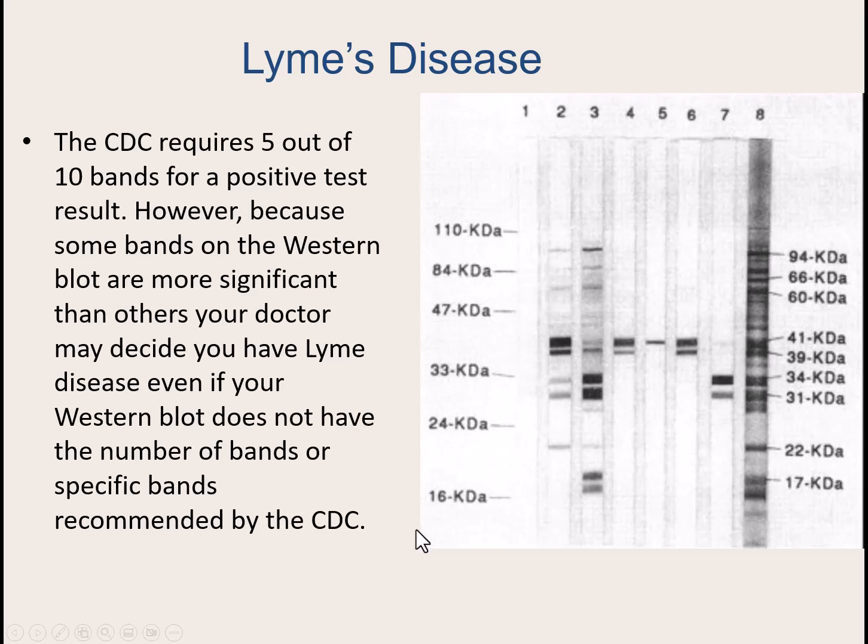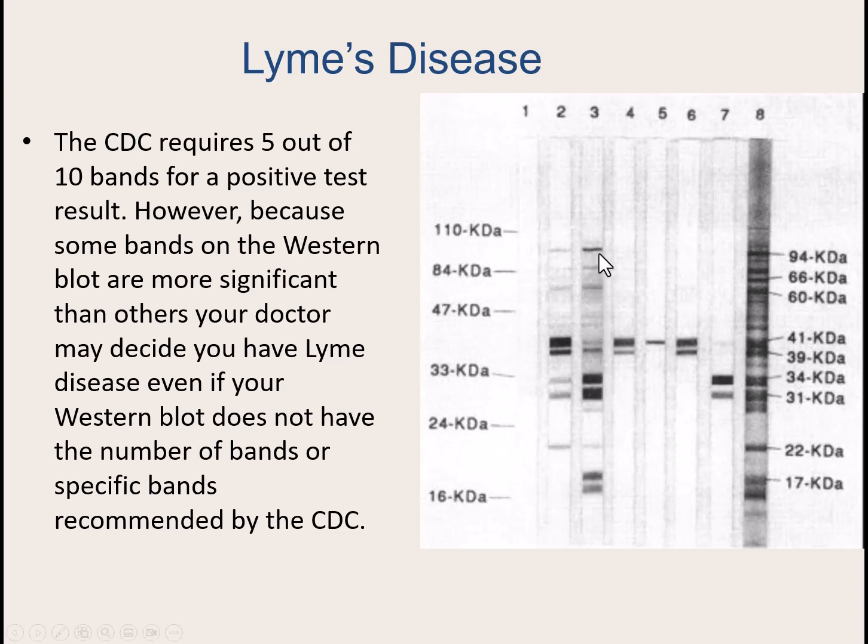So my column 1 here is a negative control to make sure we didn't have any contamination. My column 8 is the positive control, and we're looking at patients 2, 3, 4, 5, 6, and 7. We're looking to see which of patients 2 through 7 actually have Lyme's disease. As long as they have 5 out of the 10 bands showing, we conclude them as being positive for Lyme's disease. So in our area, which is prevalent for Lyme's disease, this is the most common time Western blots are done. So we can see patient 3 absolutely has Lyme's disease, patient 2 as well.